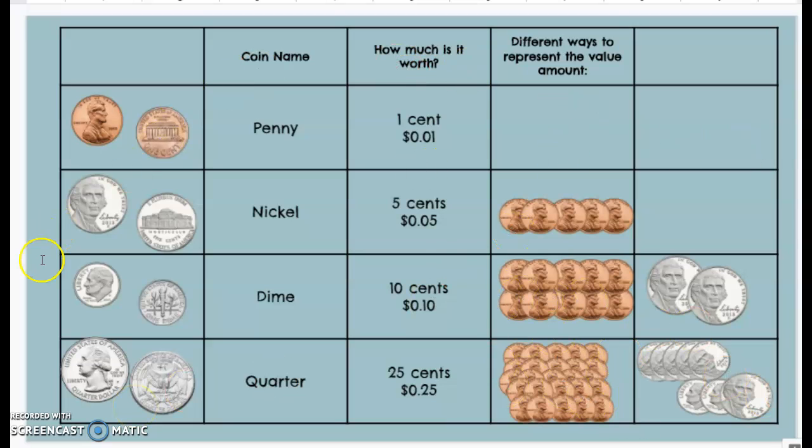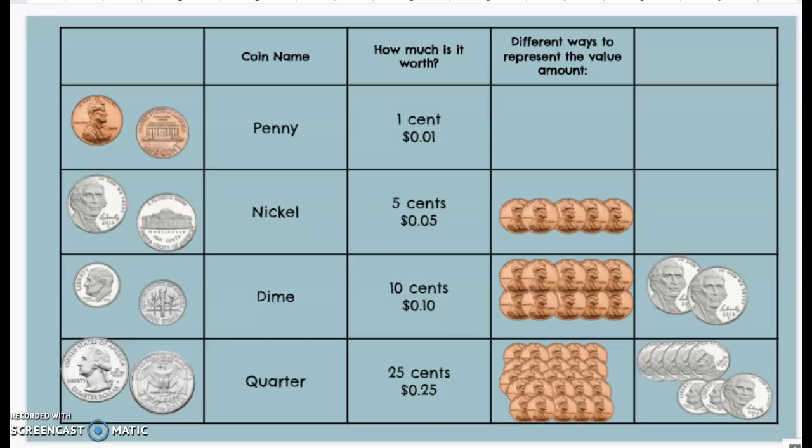So I'm going to leave this slide for you guys so you don't have to come back to the video to reference, but I just wanted to talk about this with you so you just kind of understand what's going on. The different ways to represent the value amount, this does not mean that these are the only 2 ways to represent. There could be multiple ways. I just gave you 2 examples to show you that a dime, 10 cents, can look different ways. It does not have to just be with 1 single dime.